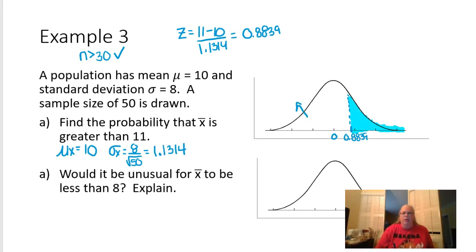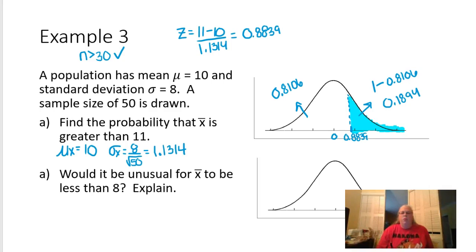That's going to be right in here, which means that the area that we're looking for, if we use our rule of complements, is going to be 1 minus 0.8106. And the probability that we are looking for is going to be 0.1894.